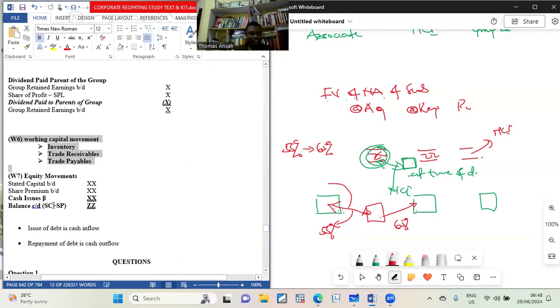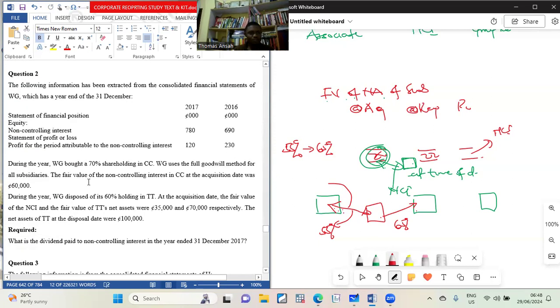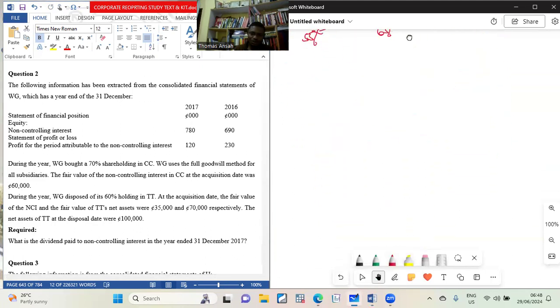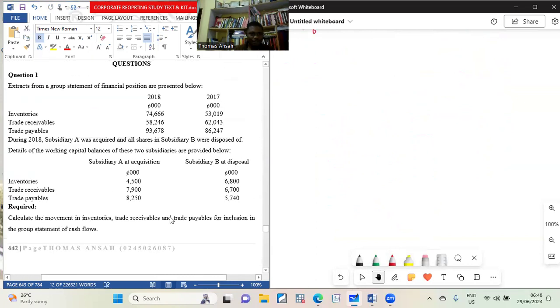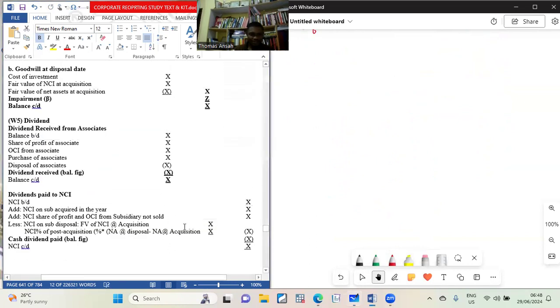All right, and this is your movement. So any issue of debt too, repayment of debt is an outflow. We did this question, so let's pick this one out to do. It's as simple. So we are finding out the dividend for the non-controlling interest. So just the format that you saw. All right, just the format that you saw. This one. This is it.